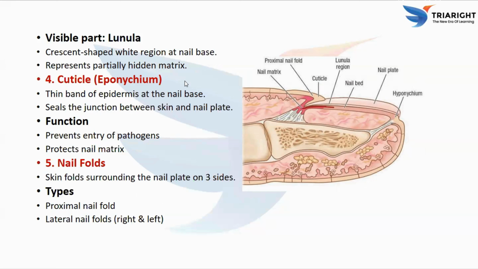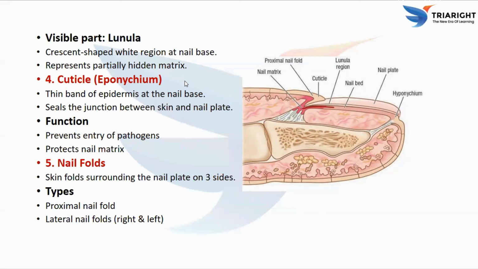So it is the visible portion of the nail matrix, but it is only partially exposed. Why is it white? Why does lunula appear white? Cells in this region are not yet fully keratinized. Absence of a keratin pigment. So blood beneath cannot be seen, right? So giving it a pale or white appearance.